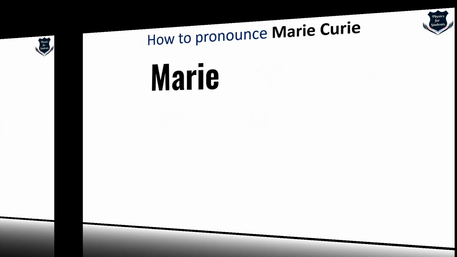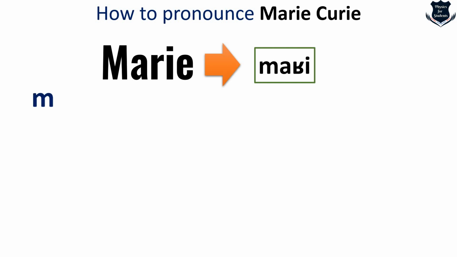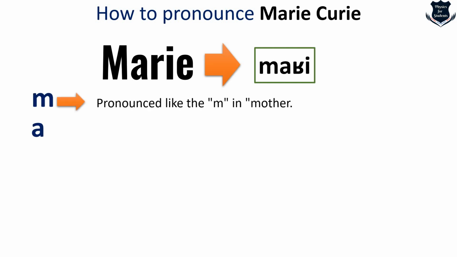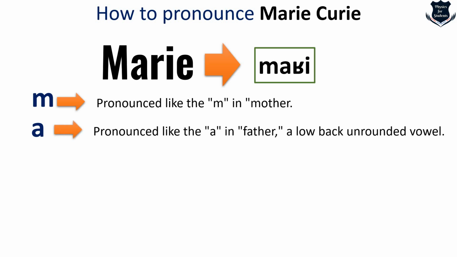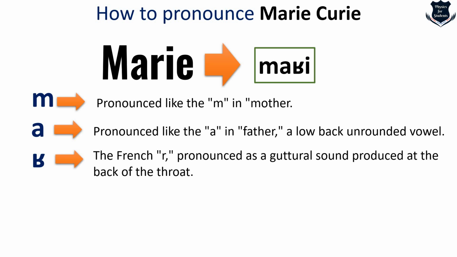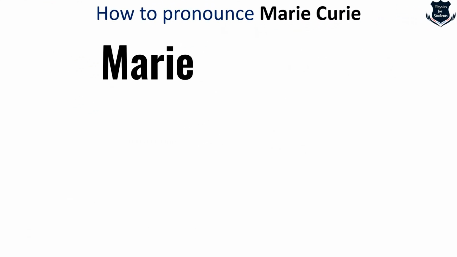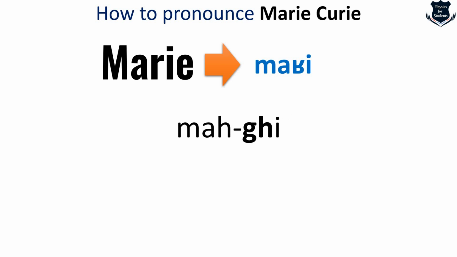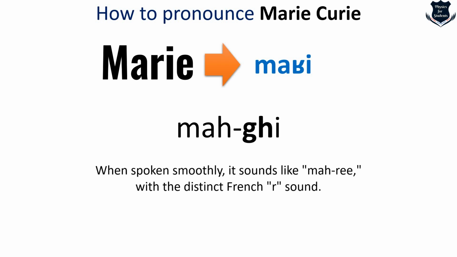Now we will take it word by word. This one in symbols is M as in mother, ma, and then A as in father, a, and then comes the guttural sound, and then I, just as in C. So we take this one further and we say Marie. Remember, this is the French pronunciation. In English, you can well pronounce it as Marie Curie. But in French, that is the original vowel, it is Marie, but again with a little bit smaller sound. I have written that when spoken smoothly, it sounds like Marie.